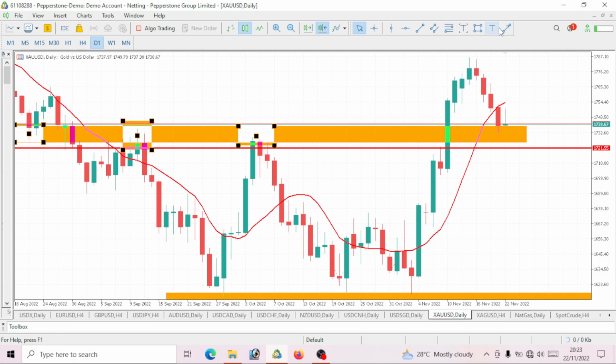So currently, we are at this same level price has reacted to previously. Of course, we expect price to also react at this level. So have it in mind that on this gold, we will be expecting a bullish move anytime soon.